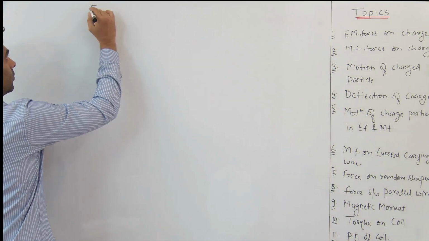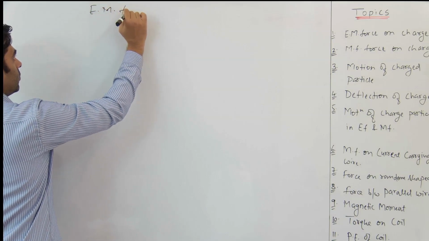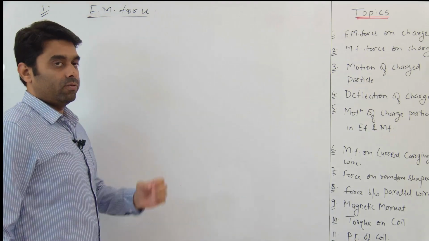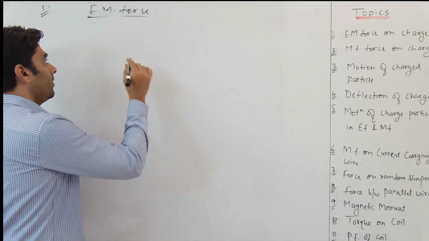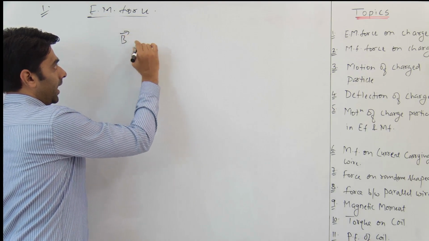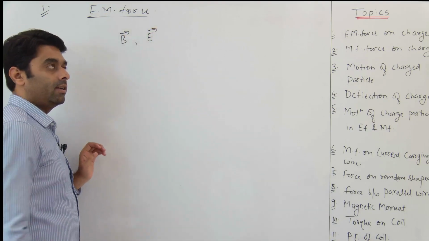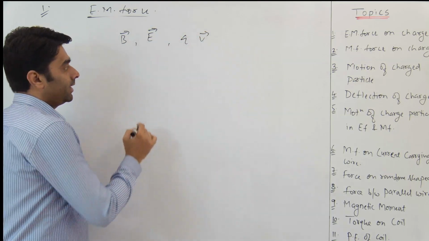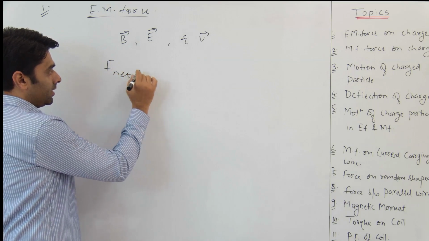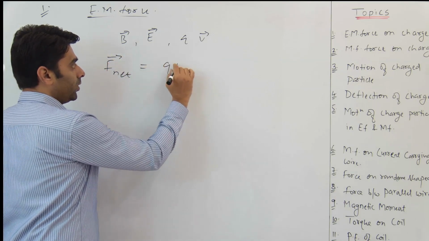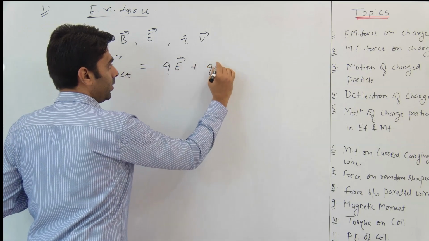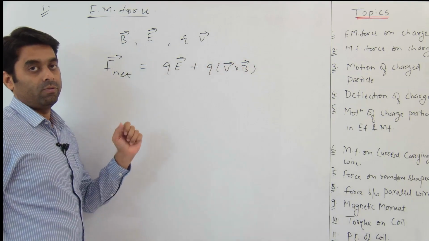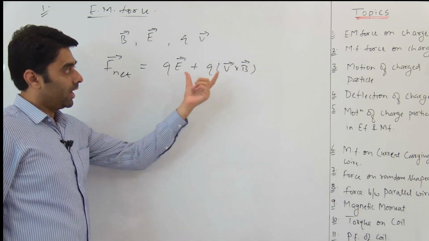So EM force, electromagnetic force. What is electromagnetic force? If in a region your magnetic field and electric field both are present and a charged particle q moves with a velocity v, then the net force on it is given by F net equals qE plus qv cross B, right? This is your electromagnetic force. This is the summation of electric force and magnetic force.